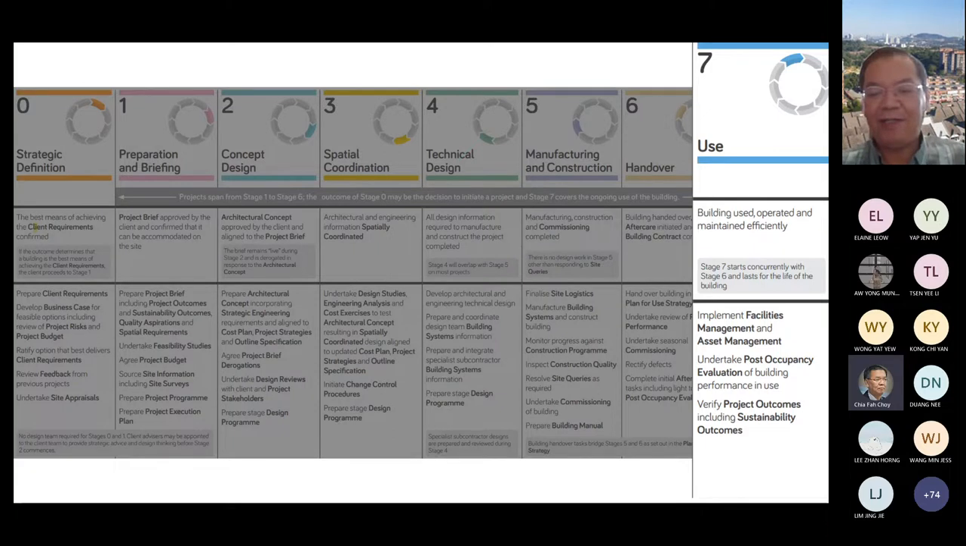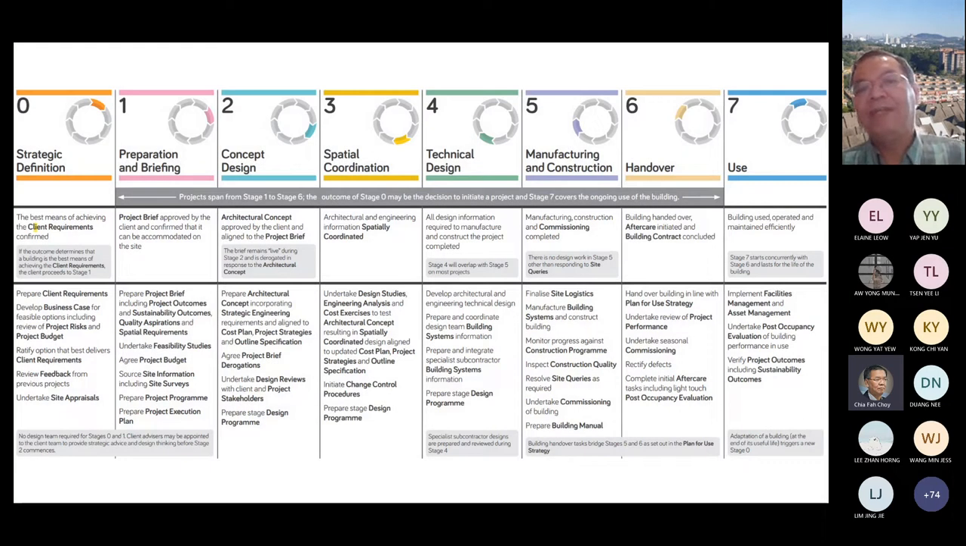So this is the RIBA plan of work. And just now I also briefly told you what your role as a QS is in the whole process.